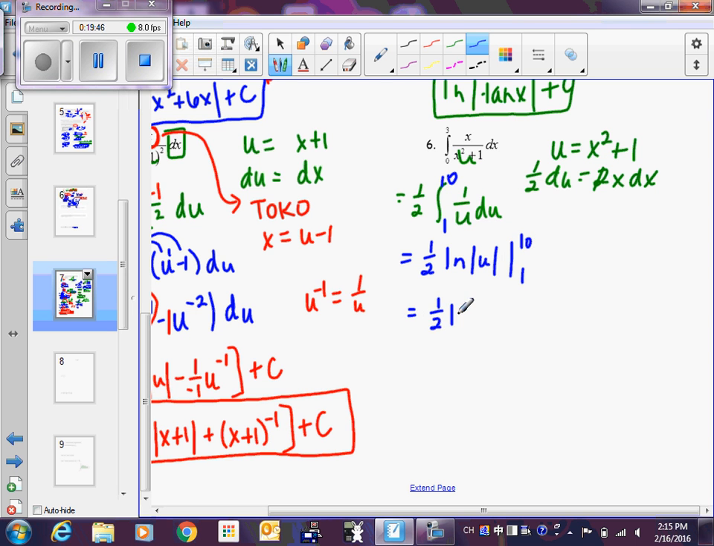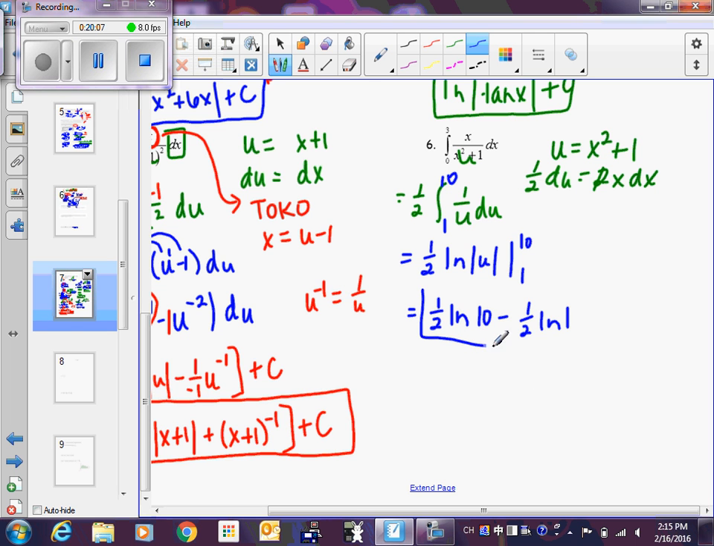All right, now, what do you think about me writing 10? Do I have to put in absolute value bars? No, because it's a positive. 10's positive, so it's fine. If you keep the absolute value bars, that's fine too. I'm not going to write them though.